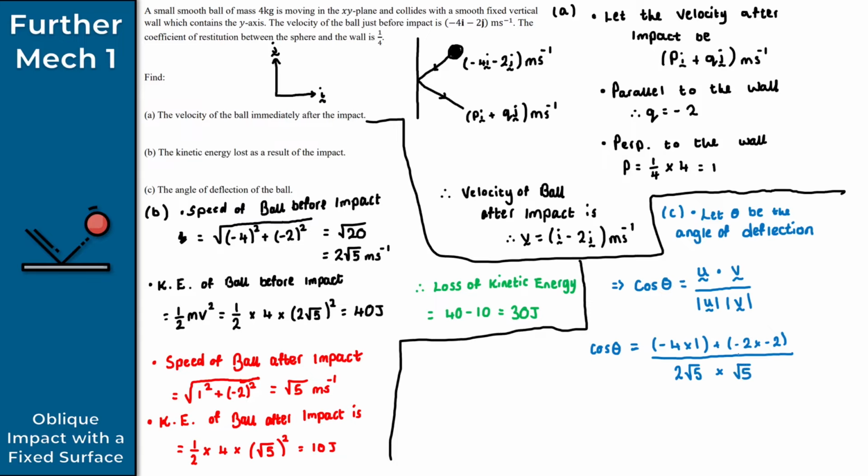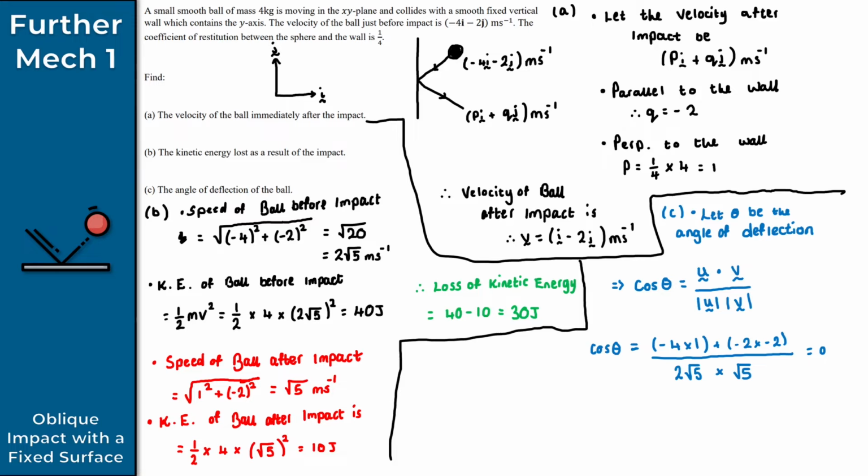Okay. Now you might notice straight away here, if we simplify the numerator, that is minus 4 times 1. So that's minus 4 plus minus 2 times minus 2. Well, minus 2 times minus 2 is positive 4. So what I've got here then is minus 4 plus 4, which is just simply 0. So all of this here is equal to 0. So cos theta is equal to 0.